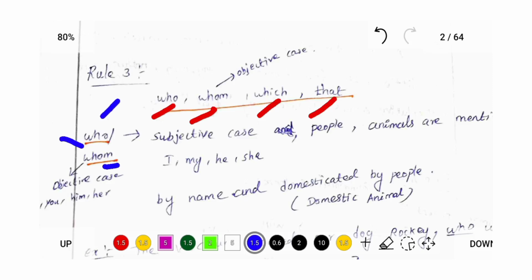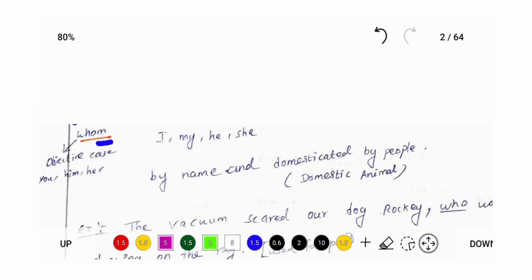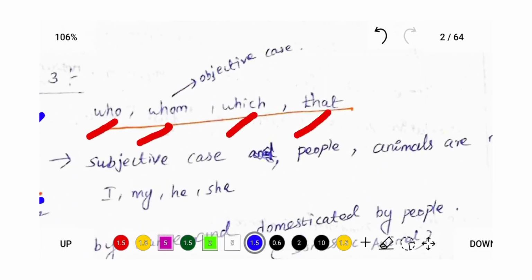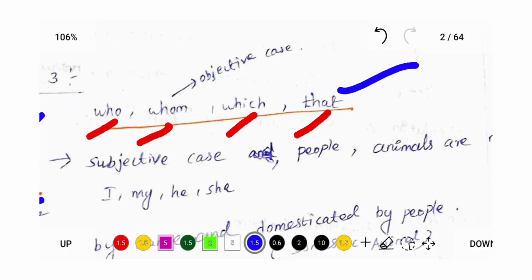Who is used for people and pet animals. Whom is used for people and pet animals. Now we are going to see the example. Before that, which is used for both animals, living things and non-living things. Whom is used for people and pet animals. But while using whom, we use objective case pronoun.